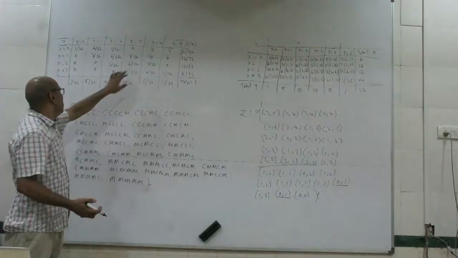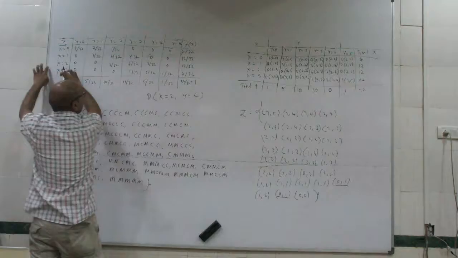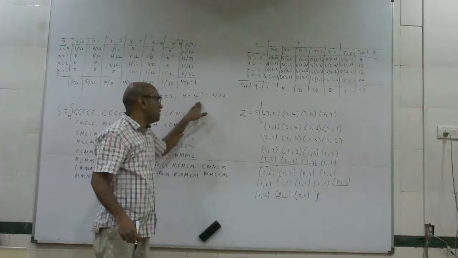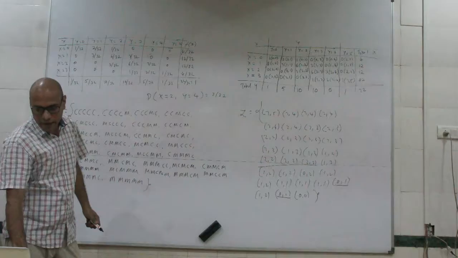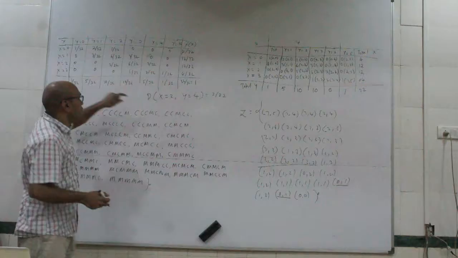It is the probability that x takes a value 2 and y takes a value 4. If I have to denote the probability that x is equal to 2, y is equal to 4, then the probability of x equal to 2 and y equal to 4 is 3 by 32. So the things that I write in the margin are called marginal probabilities. So how did I get this? Is it okay if I erase this now?